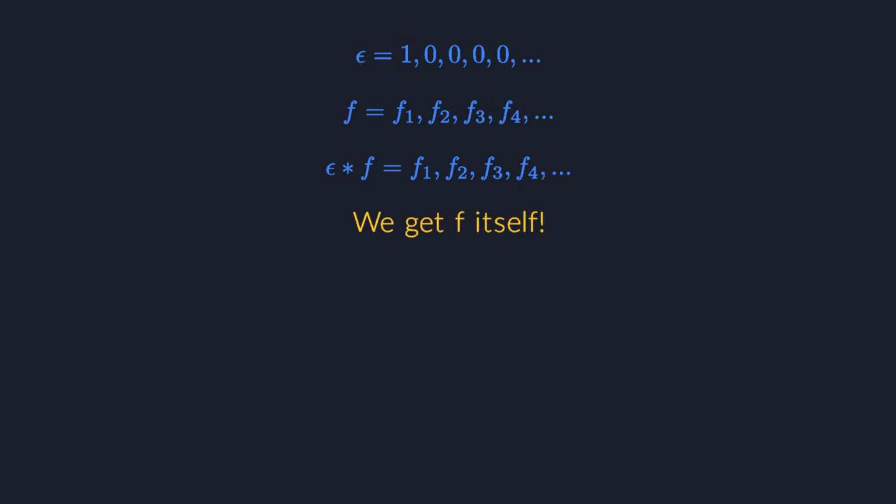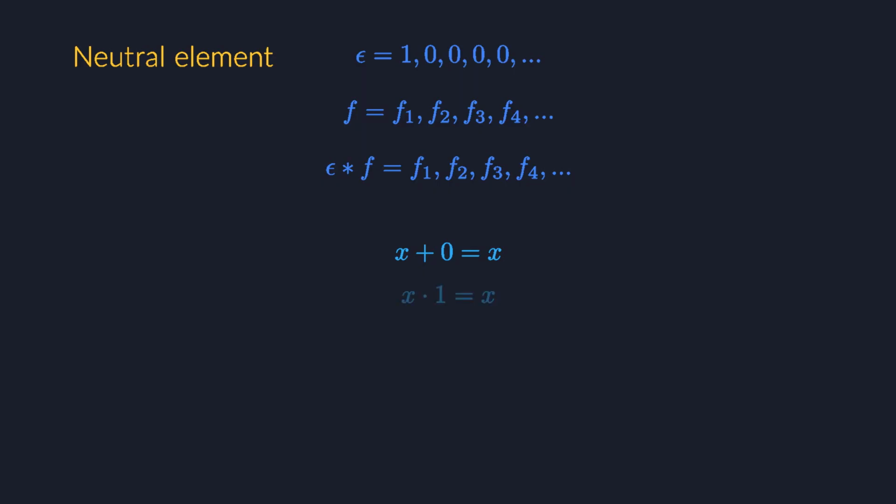This seems fairly pointless until you realize that epsilon acts as a neutral element for Dirichlet convolutions. That's a concept from group theory that you're already familiar with. The number 0 is the neutral element for addition, because it doesn't add anything. For the same reason, 1 is the neutral element for multiplication. The empty string is the neutral element for string concatenation, and so on. See our earlier video about monoids for more examples.